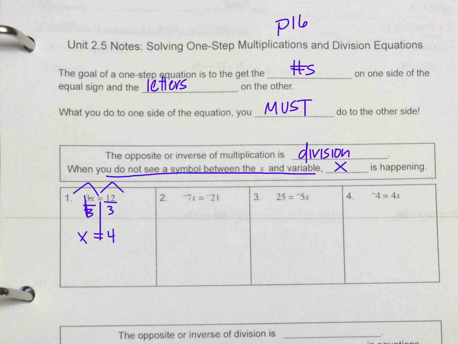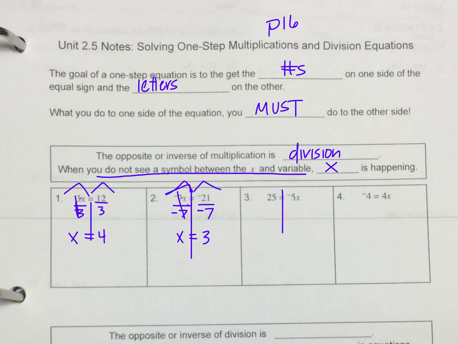Number 2, I know that I'm multiplying that -7 and that x, they're both in their houses, and I need that -7 to go away. When he does, the x is by himself. -21 divided by -7 is 3.